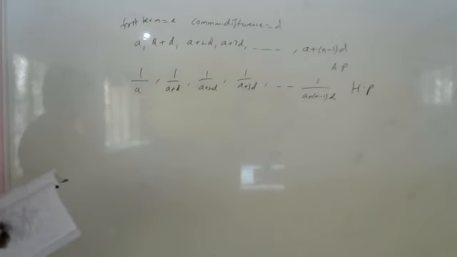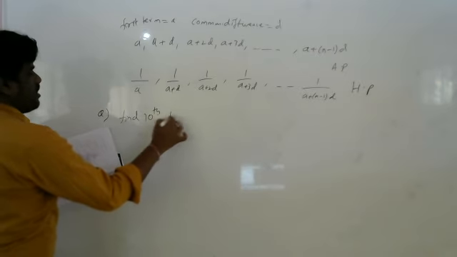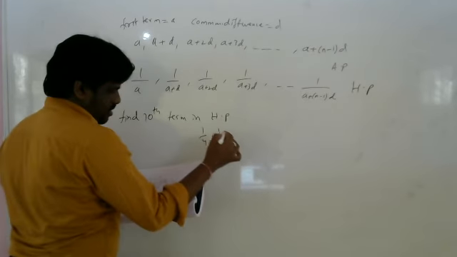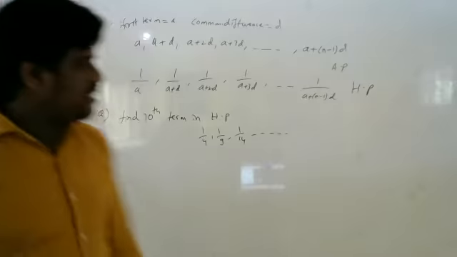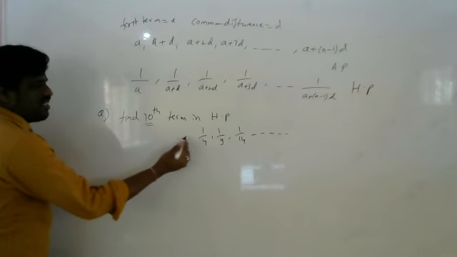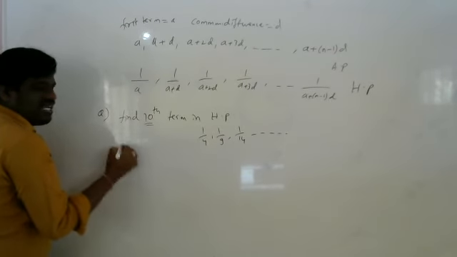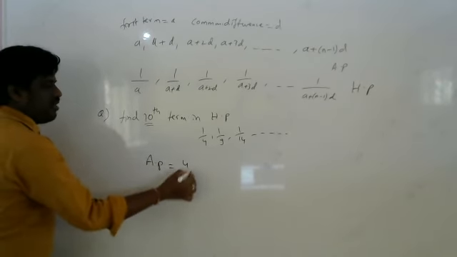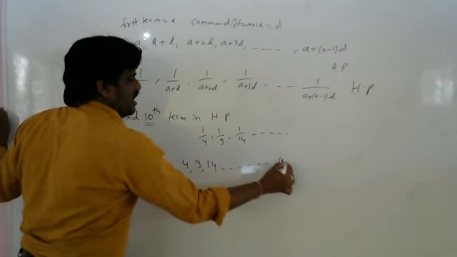Here is a question: find the 10th term in the HP 1 by 4, 1 by 9, 1 by 14, and so on. They have given an HP and are asking for its 10th term. Listen carefully: I will convert the harmonic progression into an arithmetic progression. The reciprocal of 1 by 4 is 4, of 1 by 9 is 9, of 1 by 14 is 14, and so on.